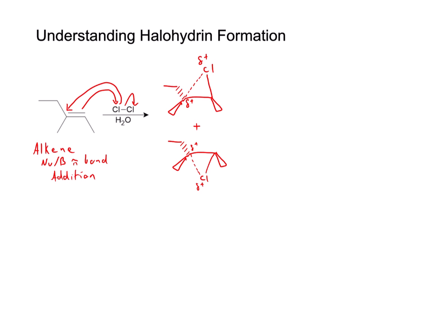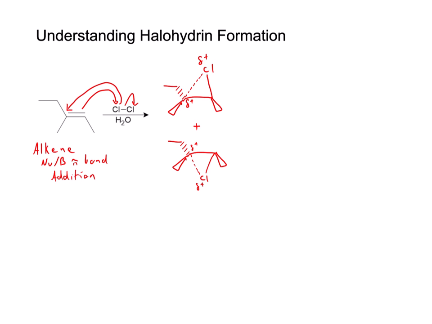Now the next step is where we change things up a little bit. And that's because we're using water this time as a solvent. And water, of course, has two lone pairs on the oxygen. And because the solvent exists in vast quantities compared to the chlorine, it is more likely that the water is going to be used as a nucleophile rather than the chloride anion.